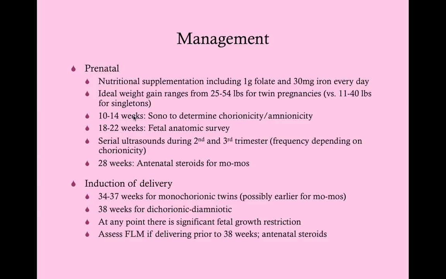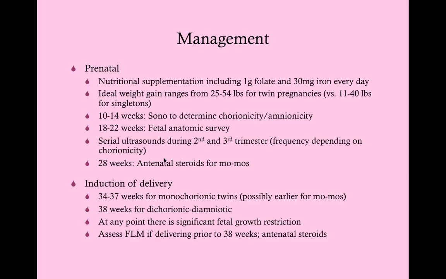At 10 to 14 weeks, we want to get a sono to determine the chorionicity and amnionicity, and that's important because if these are Momo twins, we need to keep a much closer eye on them than if they're di twins. 18 to 22 weeks, we get our fetal anatomic survey, and then this is where there's some disagreement. How often do you get serial ultrasounds during the second and third trimester? Certainly you're going to get them more than a singleton pregnancy, but how often do we get them? Really just depends. There's disagreement, but you're going to get it more frequently if you have Momo twins than if you have di twins.